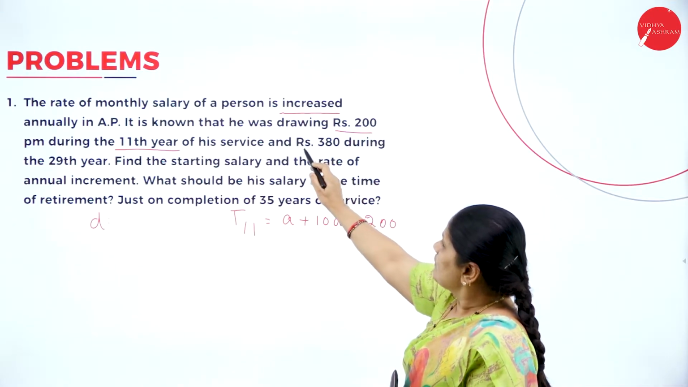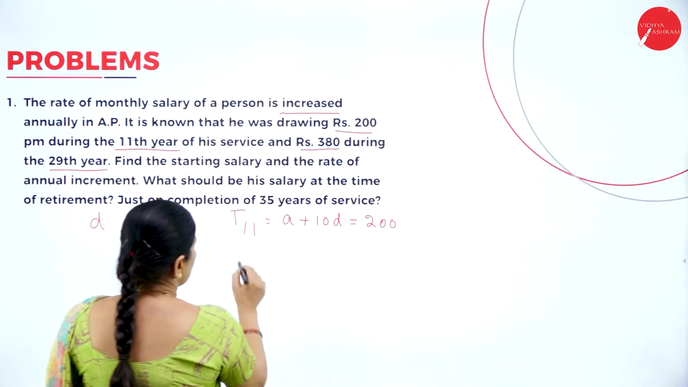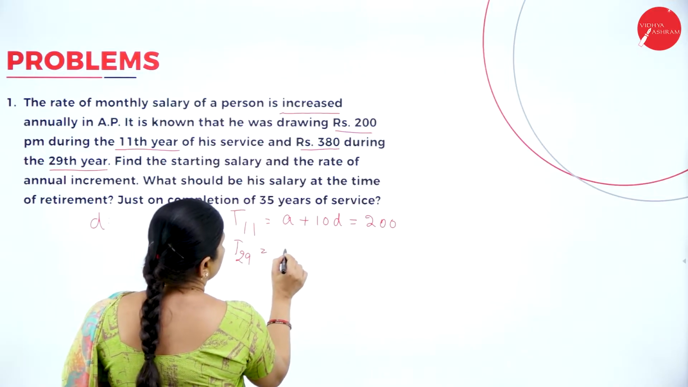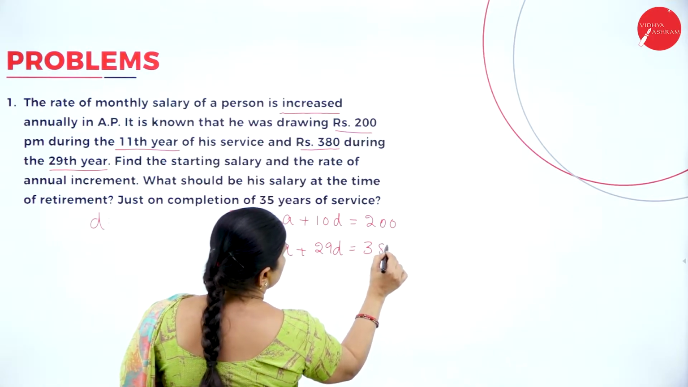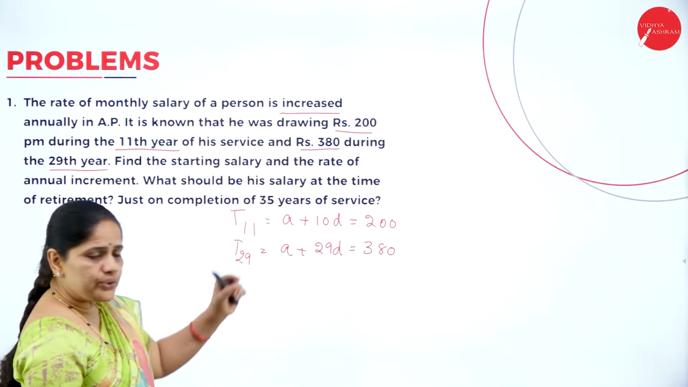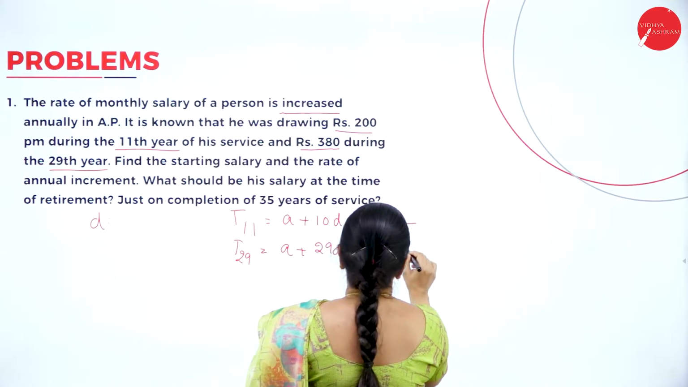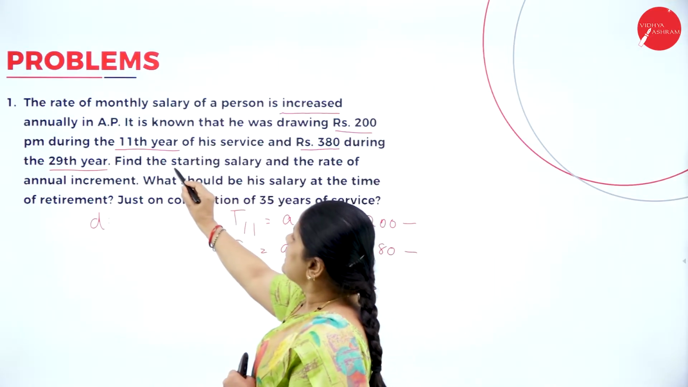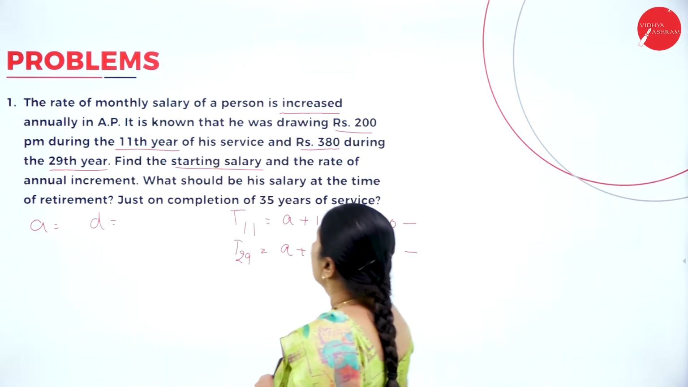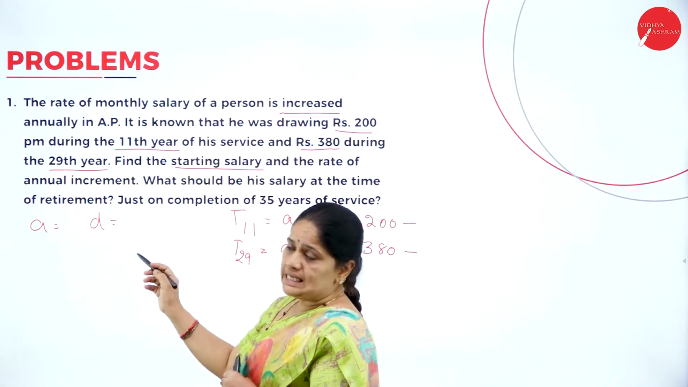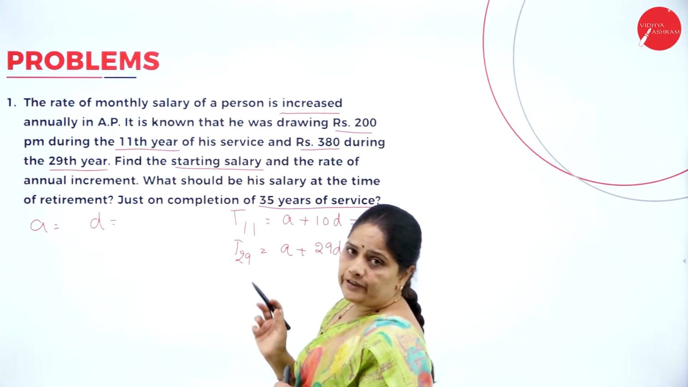And they have also given that he drew rupees 380 during the 29th year of his service. So, T29 will be A plus 28D equals 380. So, we have two equations and two variables. They have asked us to find the starting salary, that is A, and we also have to find D, and we also have to find his salary at the end of the 35th year.